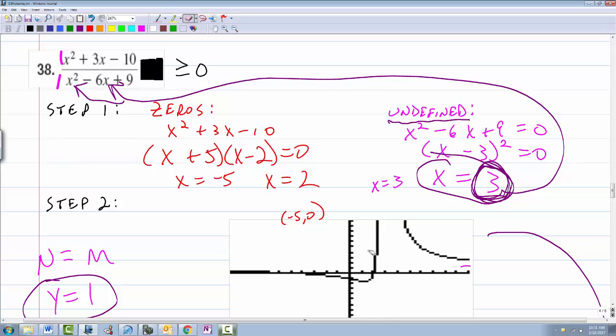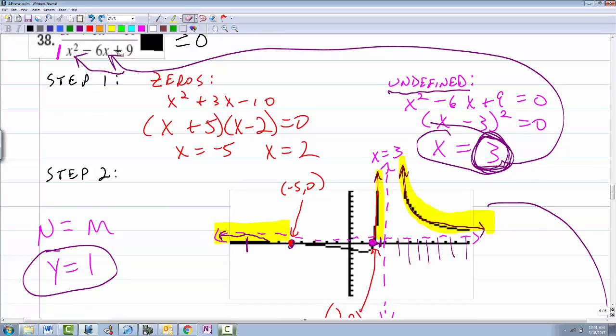And then the x-intercepts are 2, 0. Oh, then look, negative 5, 0. So the graph does this. Then what does it do after negative 5, 0? You even see it. It actually turns to what? Above. And then, remember we said horizontal asymptotes.